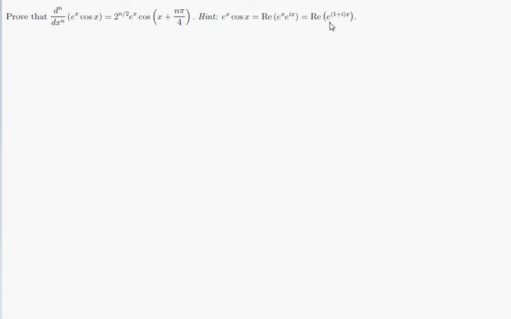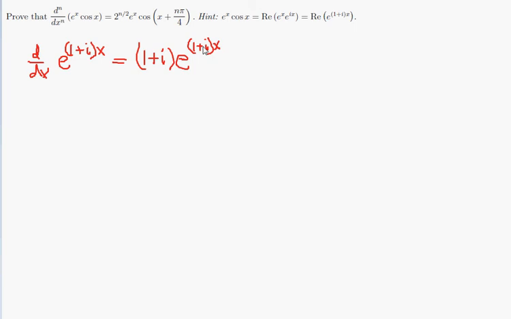And so if I were to differentiate e to the (1 plus i) times x and just take the real part, that would be the derivative of e to the x times cosine x. So let's take a look at this. What's the derivative of e to the (1 plus i) times x? Well, the constant just pops out, so 1 plus i times e to the (1 plus i) times x.